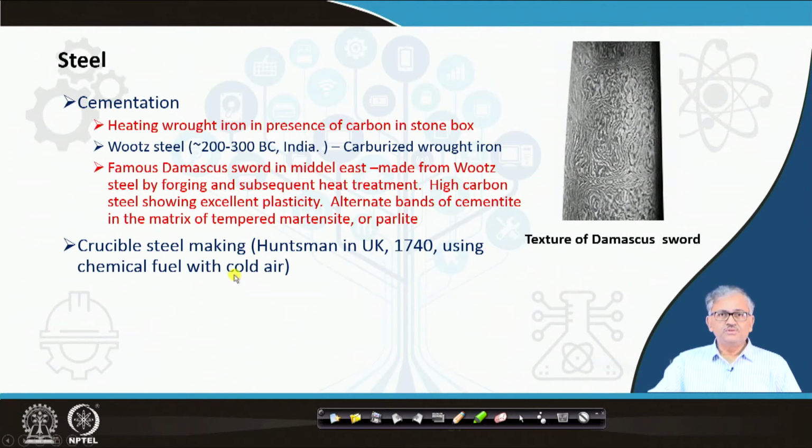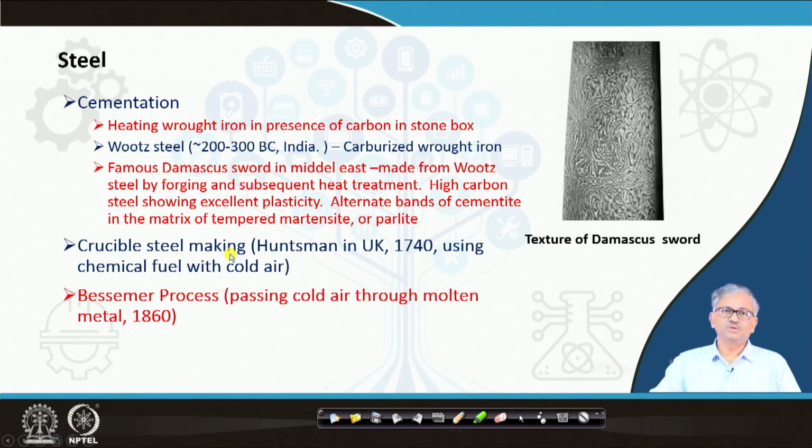So he was the first person who melted the carbonized wrought iron and homogenized the mixture with the carbon, right? So that was the thing. This is called the crucible. He could make it in the crucible on a very small scale. And on the large tonnage scale, the first steel making came with the Bessemer process in 1860. I will talk about that.